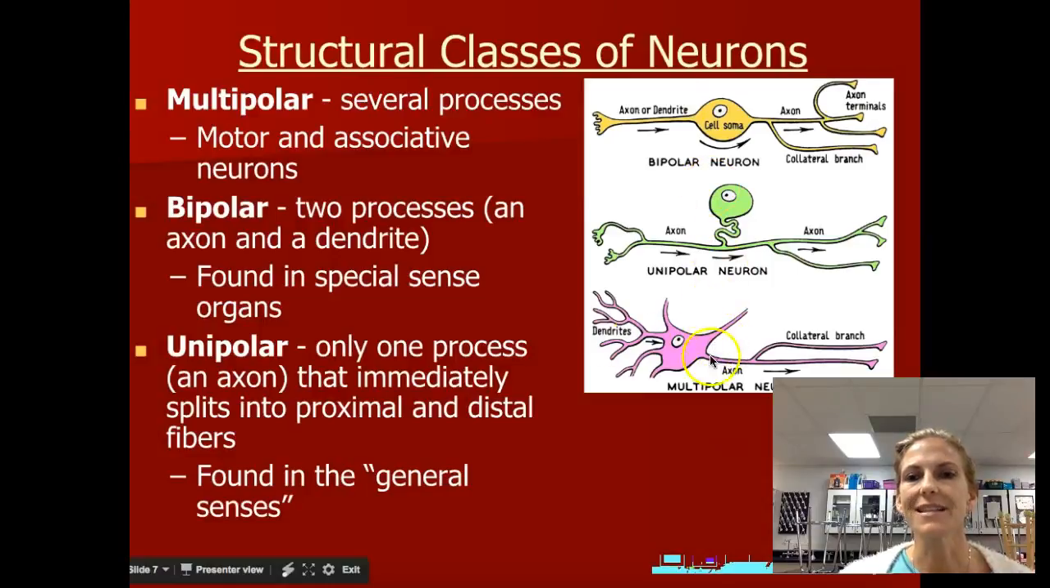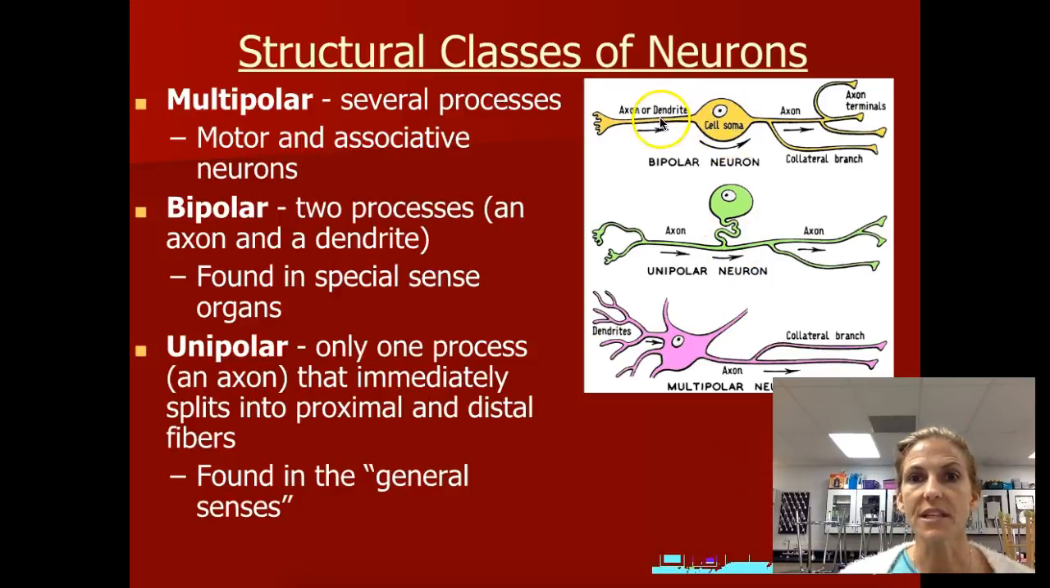So down here, this is the typical neuron that you see. It's the most common. So whenever you have to diagram a neuron, you're looking at a motor neuron that's multipolar. So this is the structure of both interneurons and motor neurons.